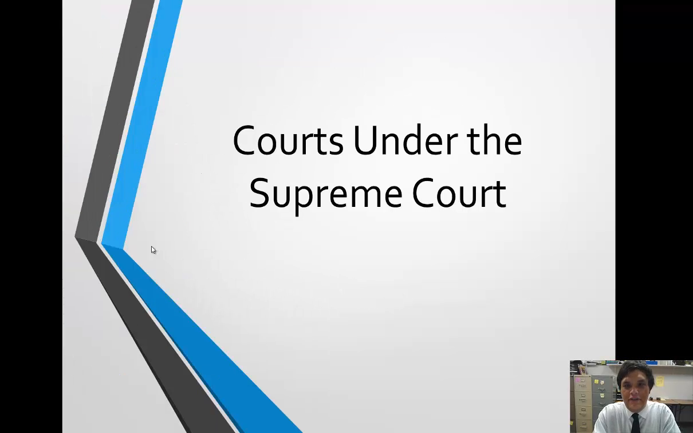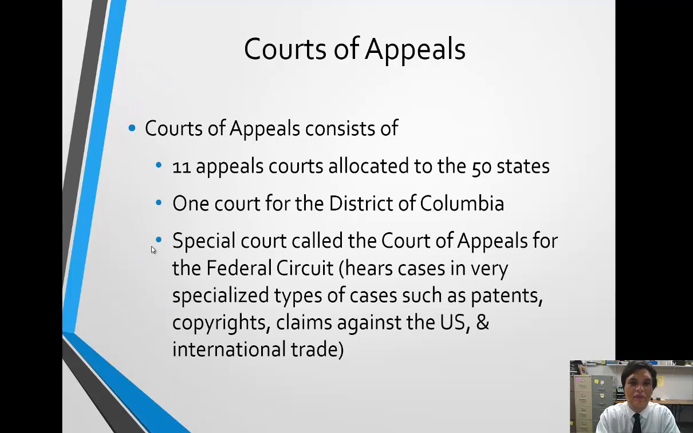All right, so enough about the Supreme Court. What about the courts under the Supreme Court? Well, there are lots of them, to be quite honest. The one under the second tier that we talked about, under the Supreme Court, is the Courts of Appeals.